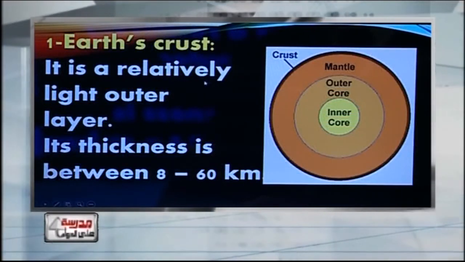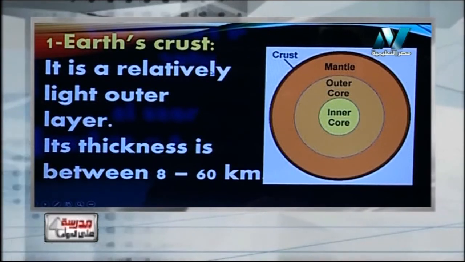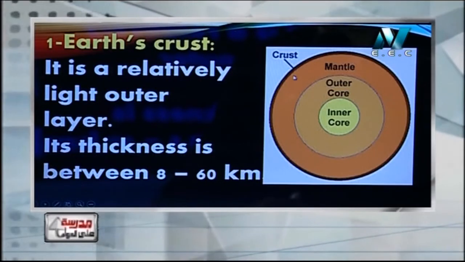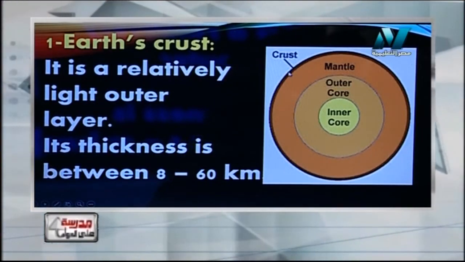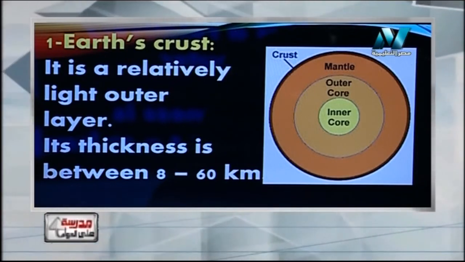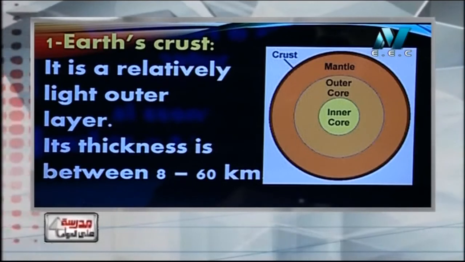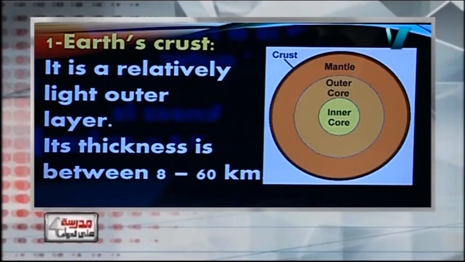Earth's crust is a relatively light outer layer, not heavy. Okay, and its thickness is between 8 and 60 kilometers. Sometimes it begins from under the ocean, so it will be 8 kilometers, and it may be from the Earth's surface of land, so it will be 60 kilometers. It ranges between 8 and 60 kilometers.